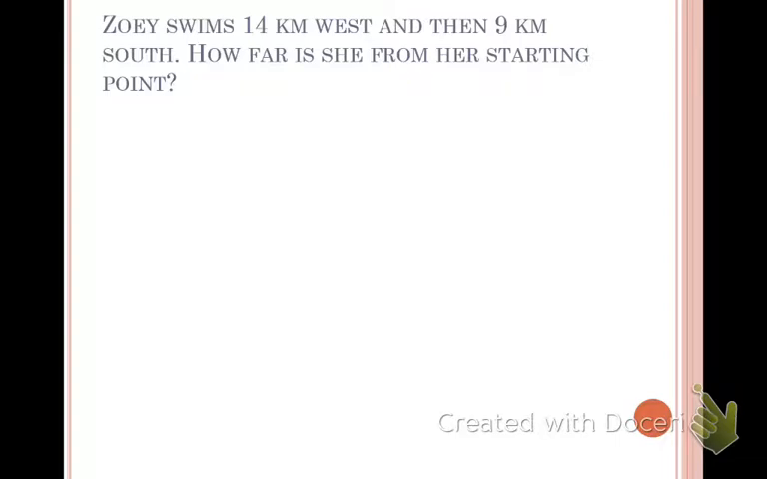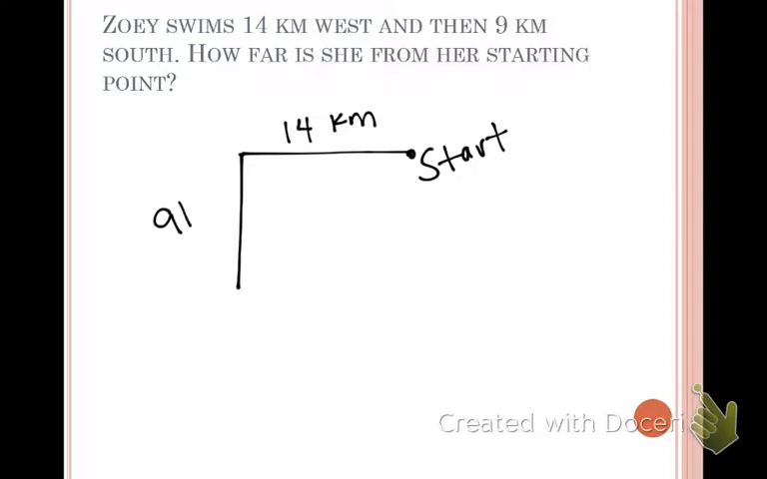Zoe swims. That's my daughter's name. Yes, you're welcome. Zoe swims 14 kilometers west and then 9 kilometers south. How far is she from her starting point? So the first thing we want to do, I would draw a starting point, literally a point, and then write the word start. Which direction does she go? Left, to the west, 14 kilometers. And then she goes south, how many? Nine. What happens when west and south meet? They form a right angle. How far is she from her starting point?